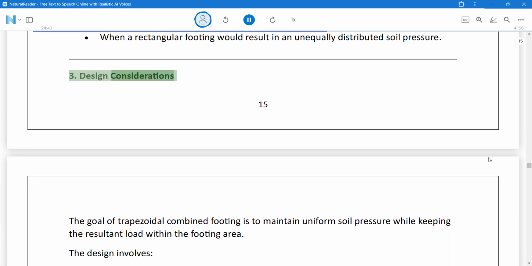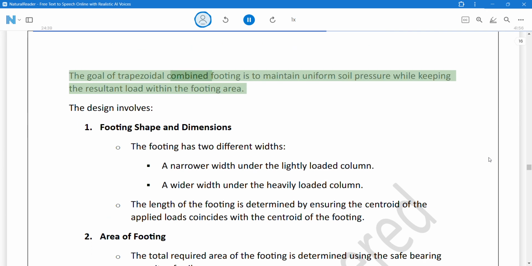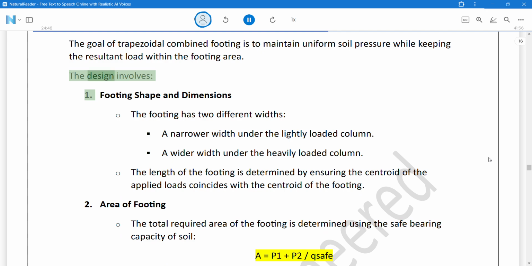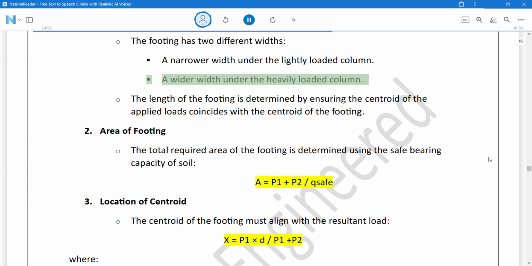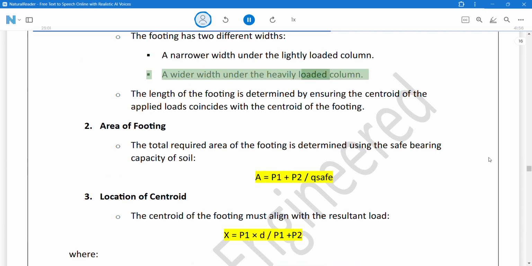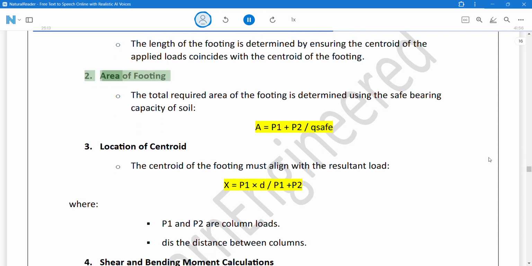3. Design considerations. The goal of trapezoidal combined footing is to maintain uniform soil pressure while keeping the resultant load within the footing area. The design involves: 1. Footing shape and dimensions. The footing has two different widths, a narrower width under the lightly loaded column and a wider width under the heavily loaded column. The length of the footing is determined by ensuring the centroid of the applied loads coincides with the centroid of the footing.